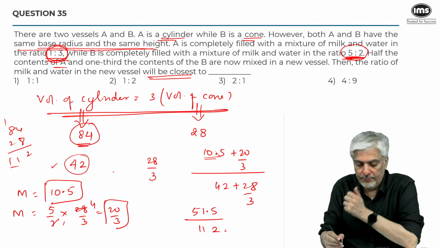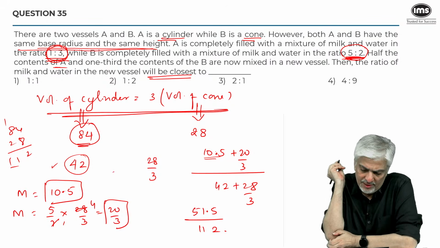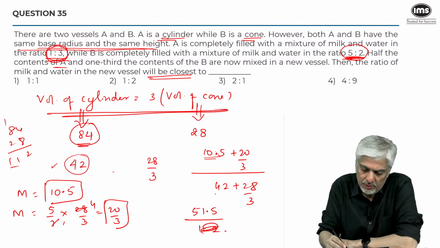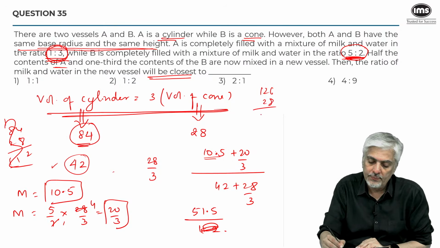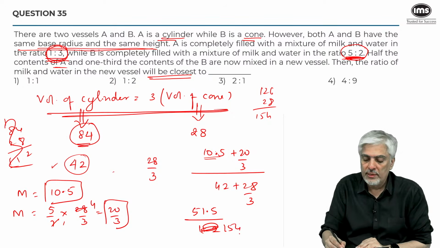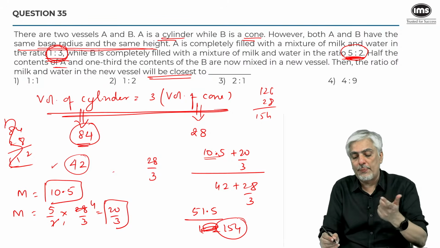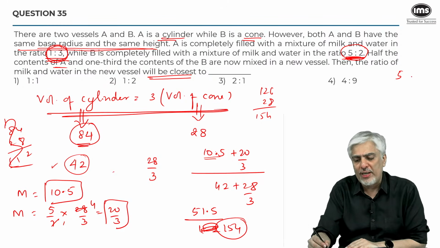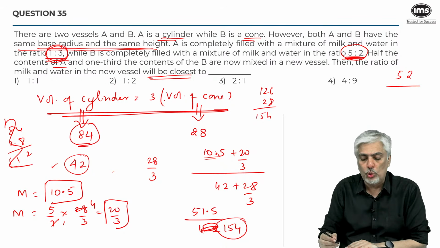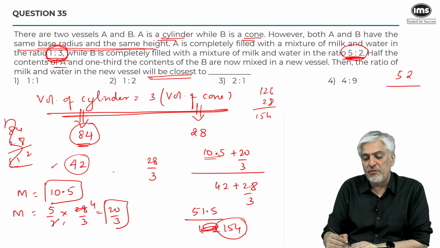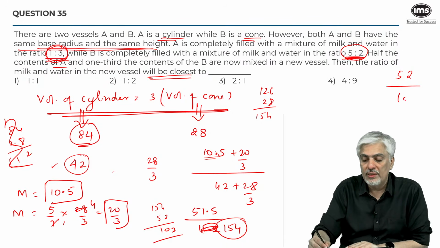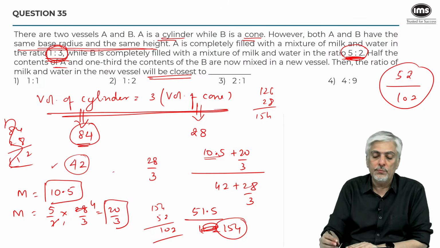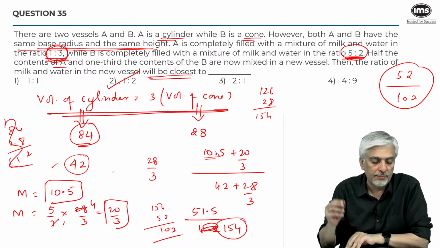That is 112. 102, sorry. No, 100, not 84, so sorry. 42 3s are 126. 126 plus 28 is 154. Now, but this is total. If you want, you can subtract it. So you can write 51.5, approximately I'm making 52 because anyway they've asked for closest. 52 upon 154 minus 52, which is approximately 102. This is approximately 1:2, and that is the answer, second option.